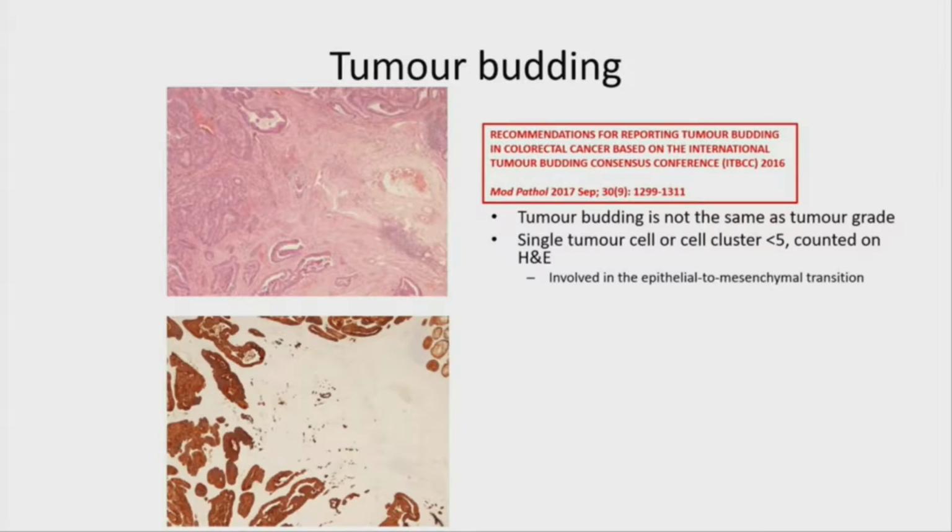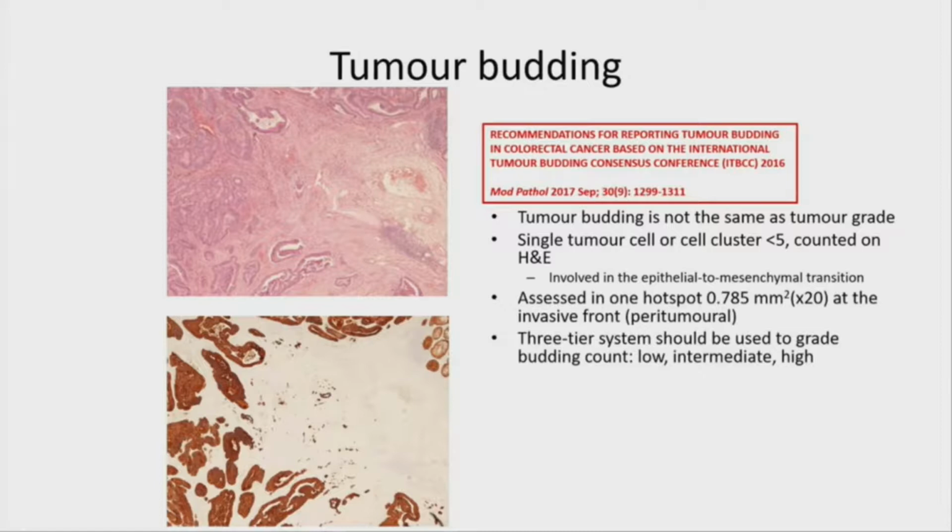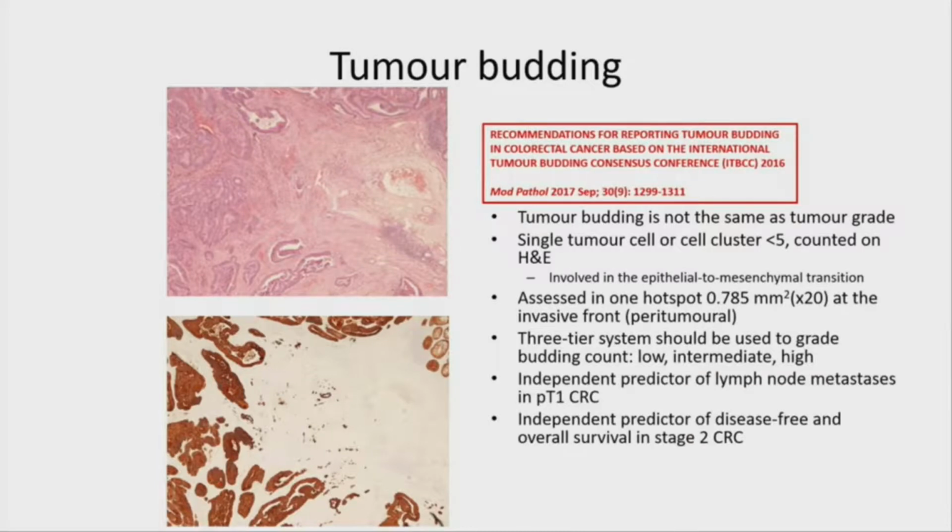It can be informed by the presence of immunohistochemistry, these cytokeratin markers showing them here, but the recognition is that we can do this on H&E staining, and therefore we don't need anything special to do that. The recommendation is that we need to grade the budding count between low and high, and that if we do this properly, it's an independent predictor of lymph node metastasis in this group of colorectal cancer.